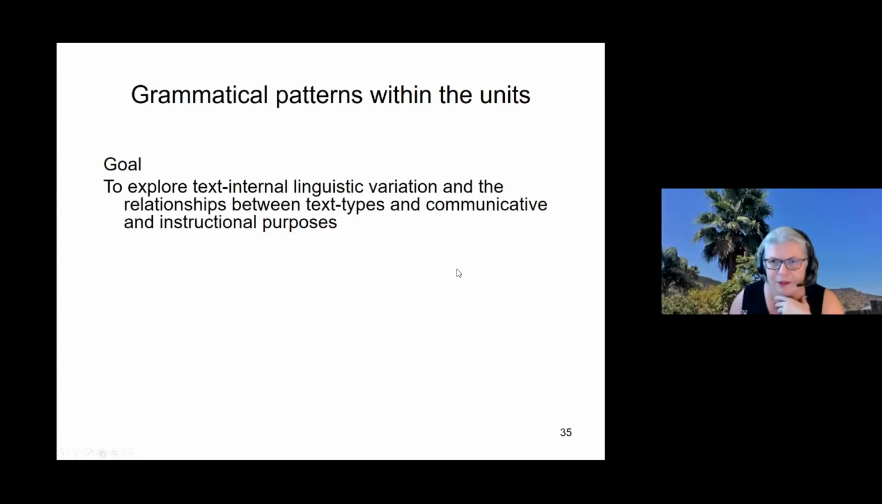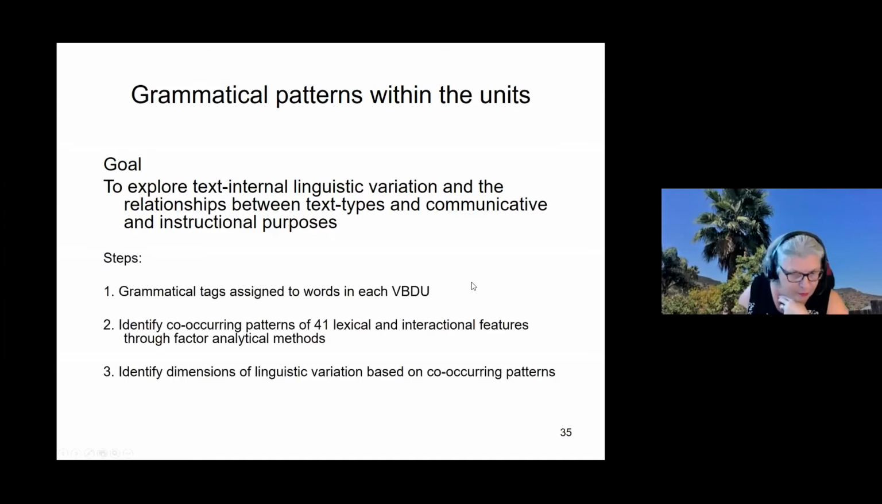So that's how we can just kind of describe it. But again, the methodology is different because we are not predefining what those communicative and instructional purposes are and then looking for them in the text, but it's going to be done through the emerging linguistic patterns that we see in the text. Okay, there are 3 steps.